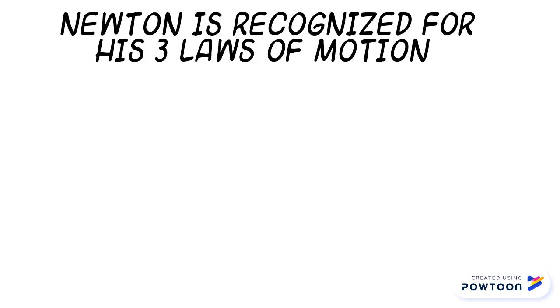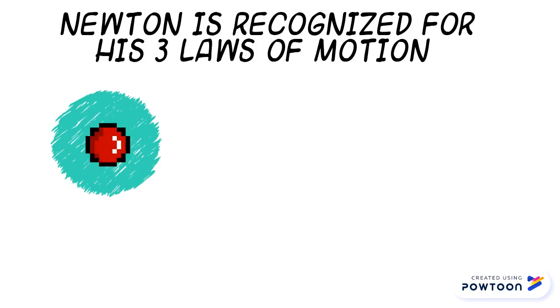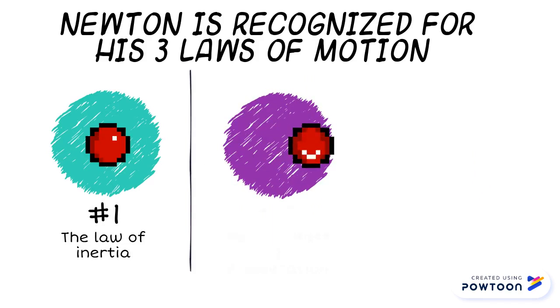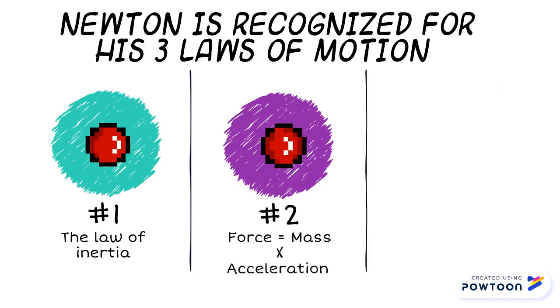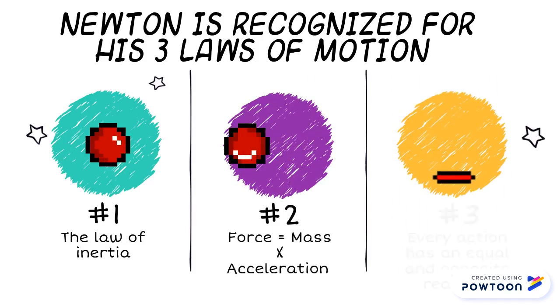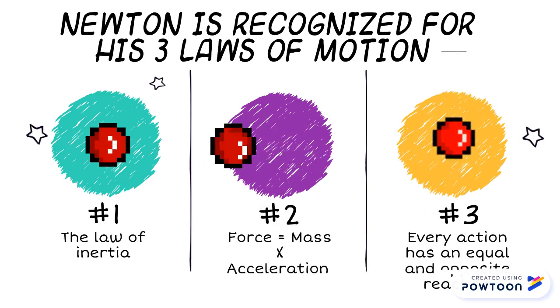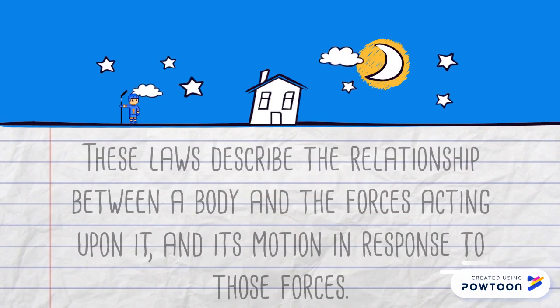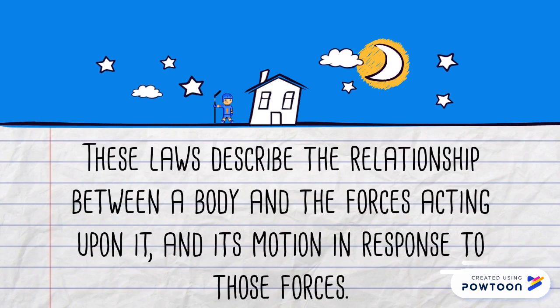Newton is renowned for his many scientific contributions, including the three laws of motion, the first being the law of inertia, the second stating that force equals mass multiplied by acceleration, and the last is that every action has an equal and opposite reaction. Each law of motion that Newton developed has significant mathematical and physical interpretations that are needed to understand the motion of objects on Earth. Simply, they describe the relationship between a body and the forces acting upon it, and its motion in response to those forces.